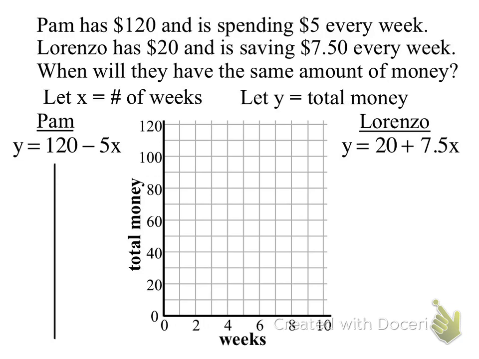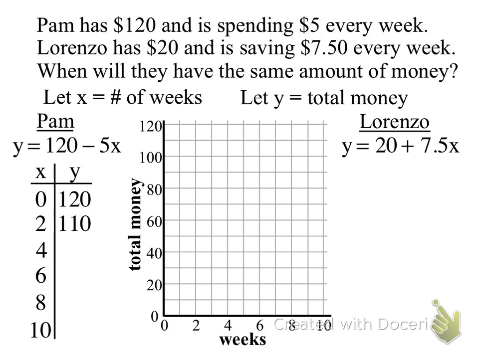So I can make a table. Instead of going by week 1, let's go by 2 weeks because this is an awkward number. So at 0 weeks, how much does Pam have? 120. But after 2 weeks, what does she have? 110. Because that's 120 minus 10.